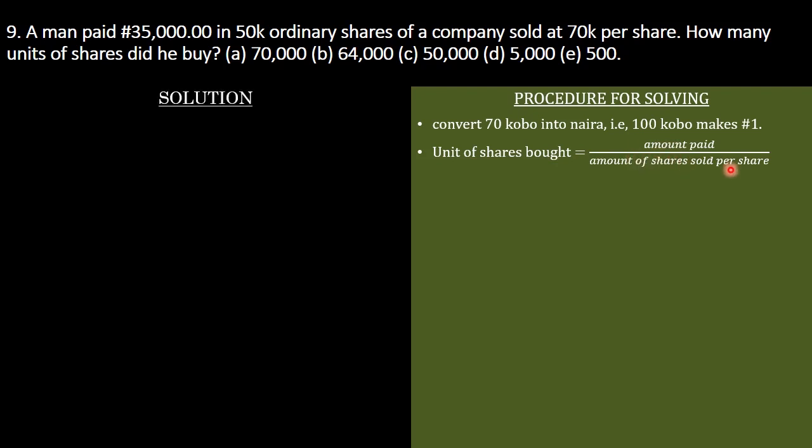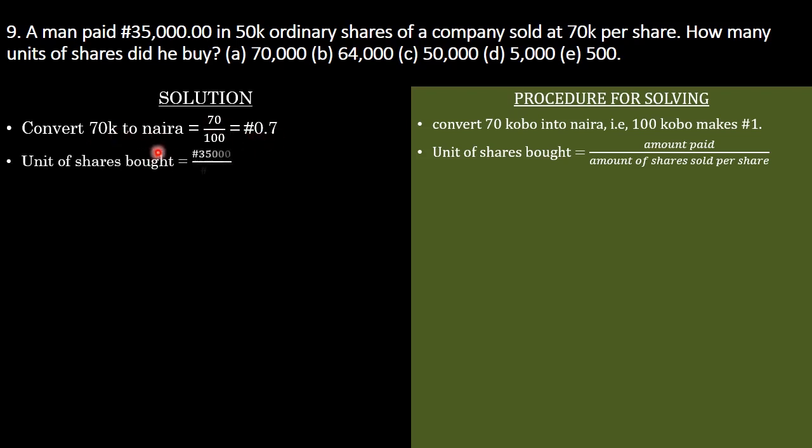Let's check the solution. We convert 70 kobo to naira. We have 0.7 naira. Then we apply this formula. The amount paid is 35,000 naira over the amount of shares sold per share. The amount of shares sold per share is 0.7 naira. When you divide 35,000 naira by 0.7 naira, we have 50,000.